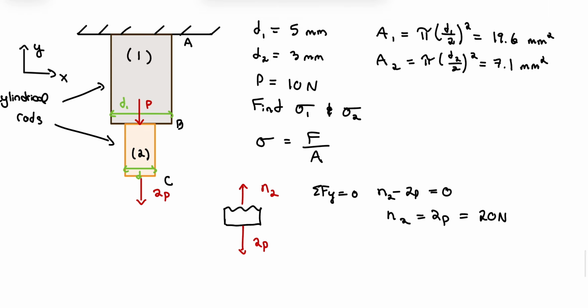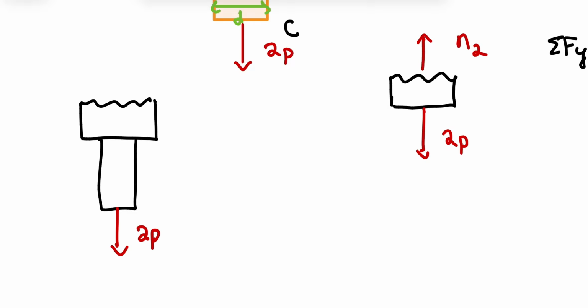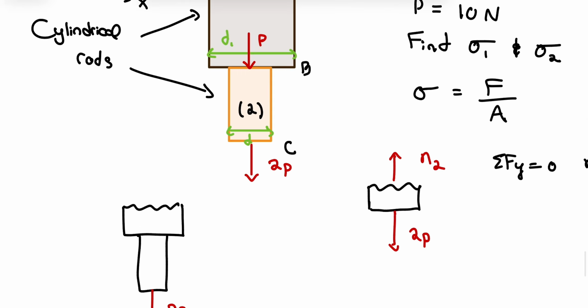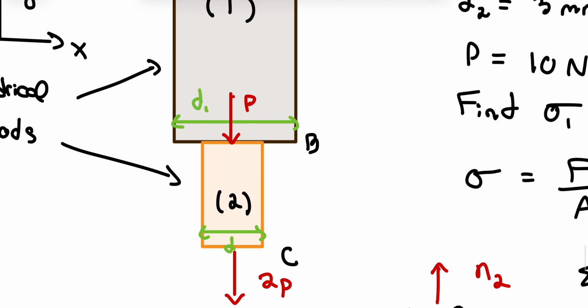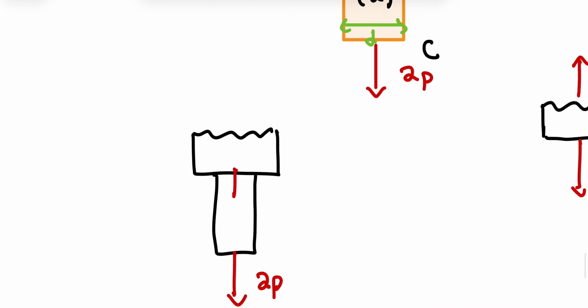So now I'll draw another free body diagram, this one for rod 1, like that. And we know in this free body diagram we have the same 2P load at the very bottom, but now we also have this other load right here, also pointing down, but its magnitude is just P. And then here is going to be our internal normal force for rod 1.